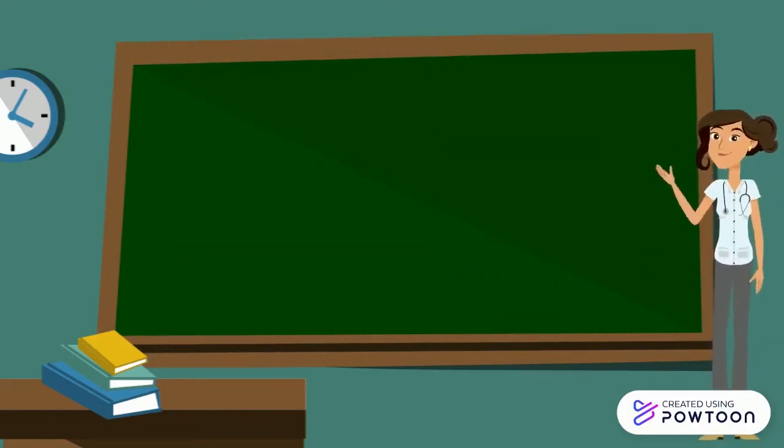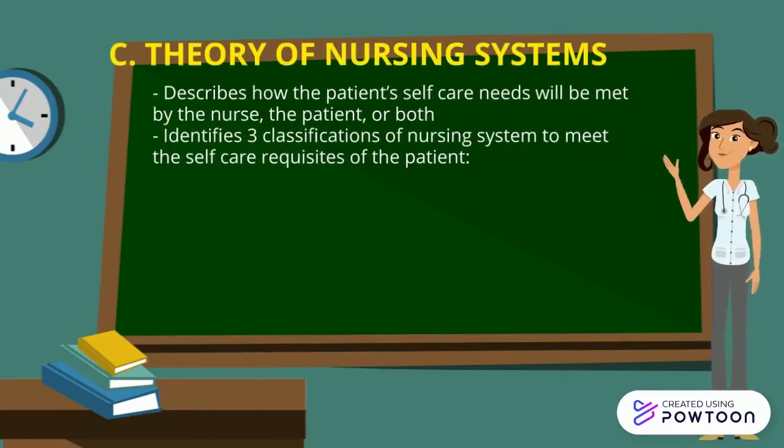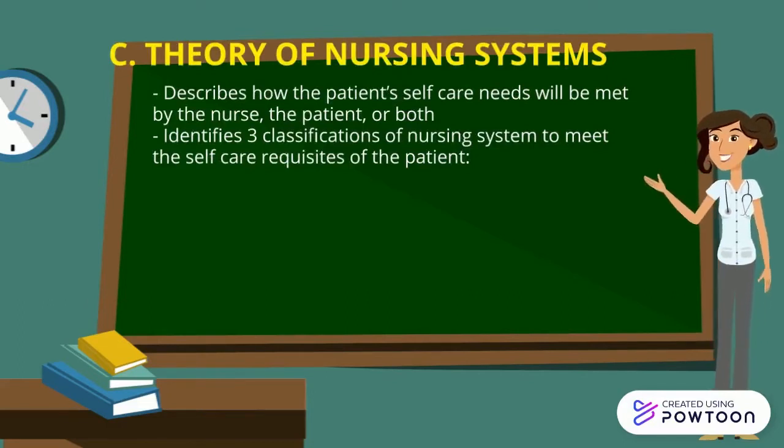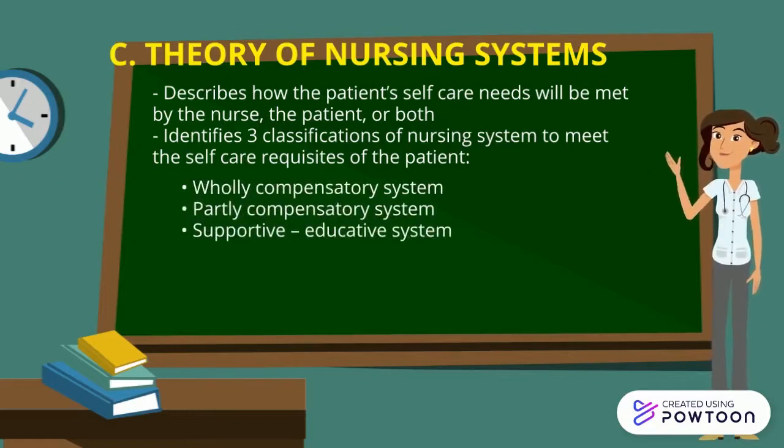The last topic that is also related to Dorothea Orem's theory is the theory of nursing systems. This describes how the patient's self-care needs will be met by the nurse, the patient, or both. It identifies 3 classifications of nursing system to meet the self-care requisites of the patient. This includes wholly compensatory system, partly compensatory system, and the supportive educative system.